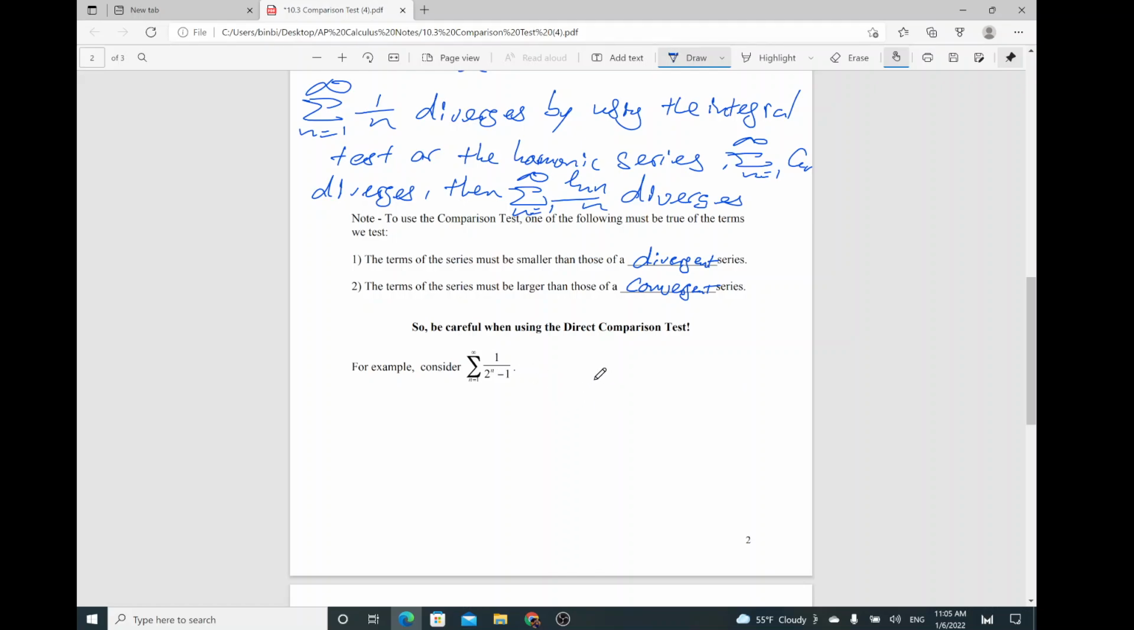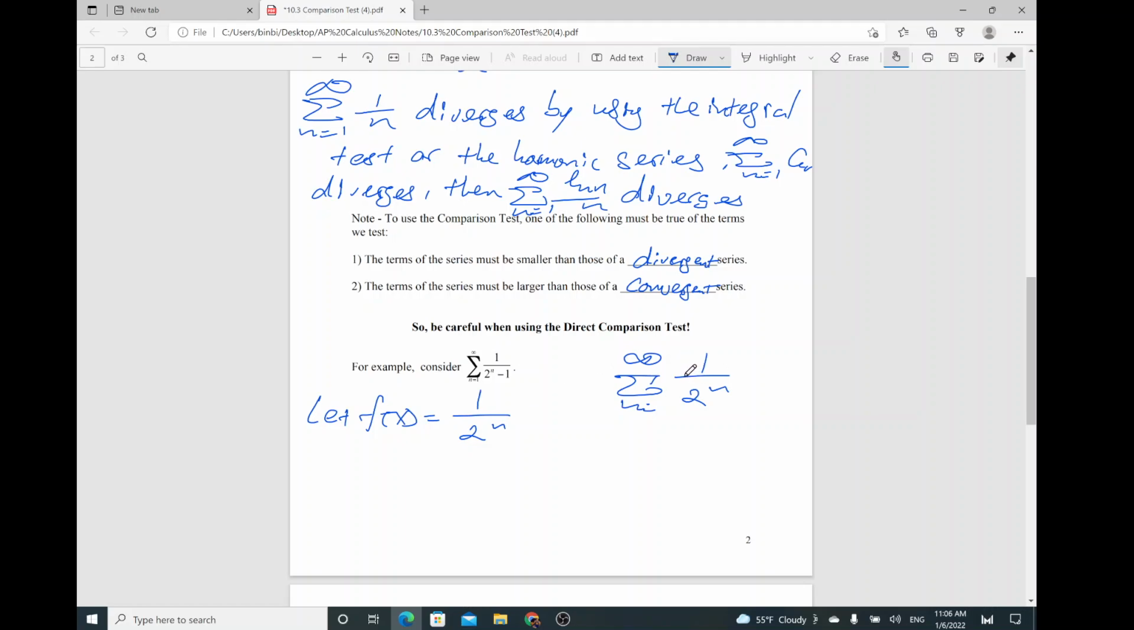A lot of students might consider the other similar series, sigma 1 over 2 to the power of n. In the previous video, we proved the exponential function using the integral test. This one is going to be considered exponential decay. So let f of x equal 1 over 2 to the power of n. By using the integral test, we do know that this series converges.